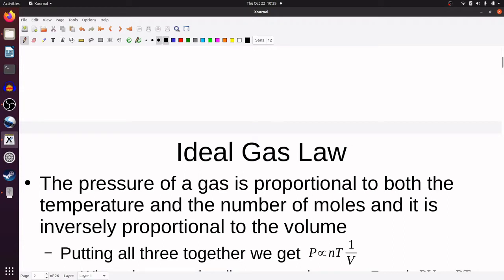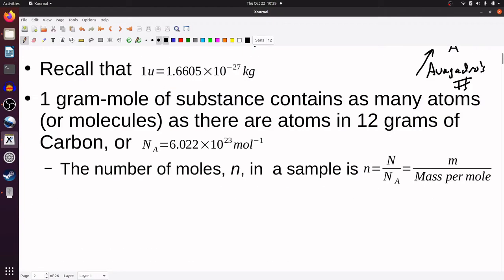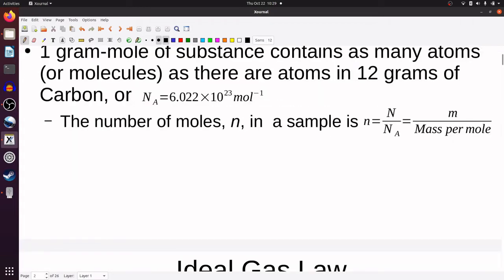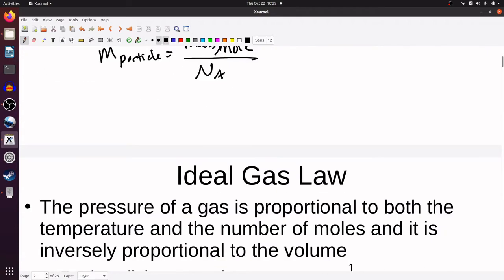One other thing I wanted to say. Another thing we can write here is that the mass of our particle is equal to the mass per mole divided by Na. In case we wanted the mass of our particle, it's just rewriting the top thing. So, anywho, ideal gas law.